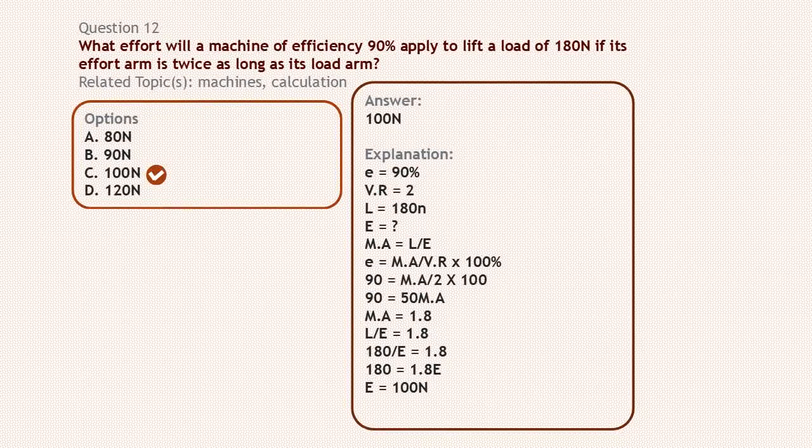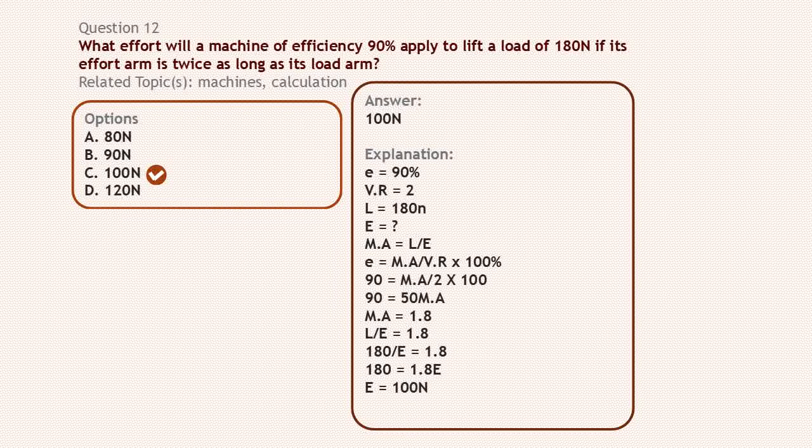However, we are not given the value of the mechanical advantage, so we cannot use this formula directly to get our effort. We need to first look for the mechanical advantage, and to do that we are going to use the formula for efficiency. The efficiency of the machine is equal to the mechanical advantage of the machine over its velocity ratio times 100%. Now let's look at the other things that were given in the question. The efficiency of the machine is given as 90%. Now they didn't give us the velocity ratio.